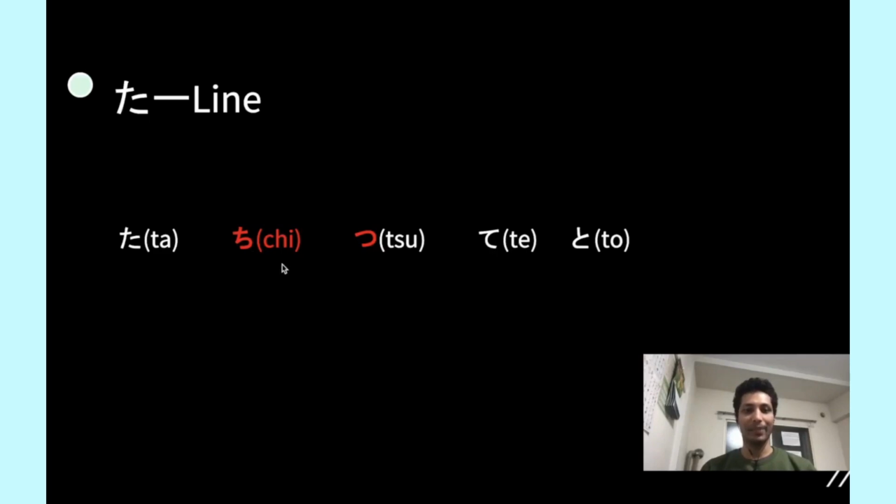But yeah, let us go ahead here. This is chi, and the third is also a problem here. This is tsu. Okay, repeat with me: tsu. You don't have to close your tongue. Just keep a space, and then tsu. It is very different. Earlier it should be tu, right? But it is tsu, and then te, and finally to. So these last two are common to what we had. So this is what we have in the ta line.